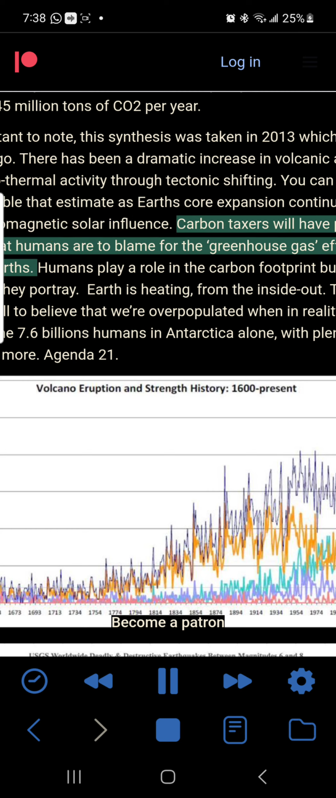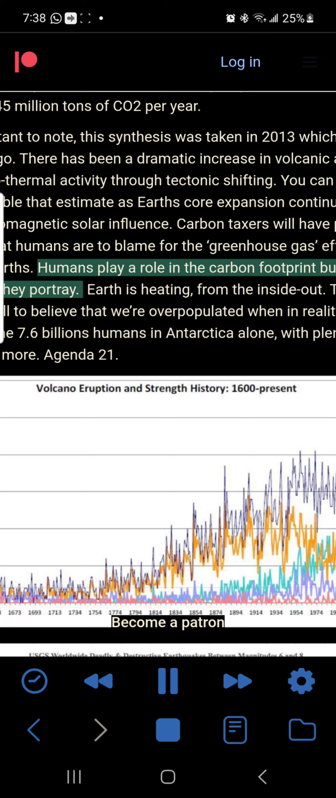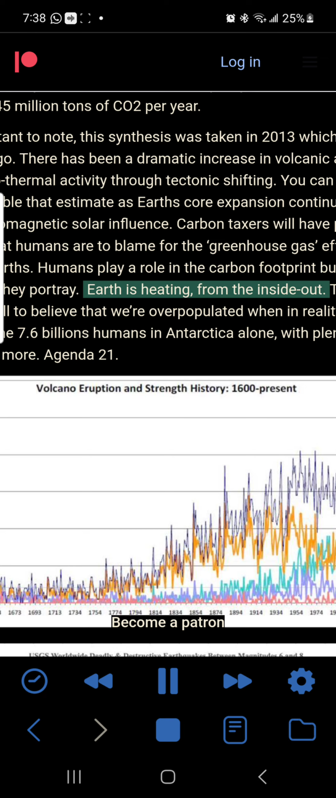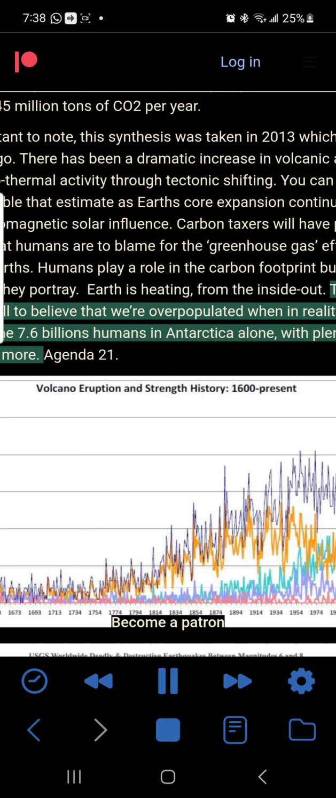Carbon taxers will have people believe that humans are to blame for the greenhouse gas effect that is upon Earth's. Humans play a role in the carbon footprint, but not to the point they portray. Earth is heating from the inside out. They will lead you all to believe that we're overpopulated when in reality we could fit the 7.6 billion humans in Antarctica alone, with plenty of space for more.